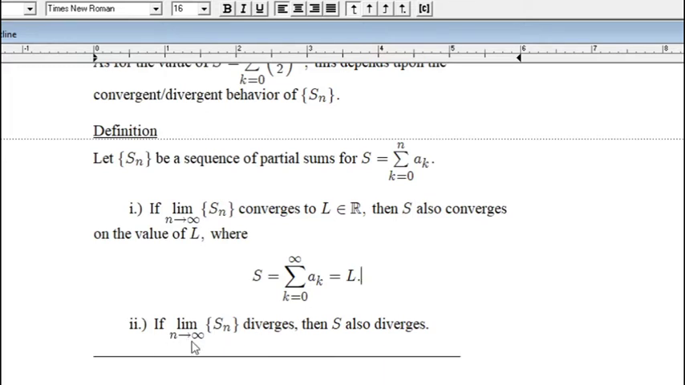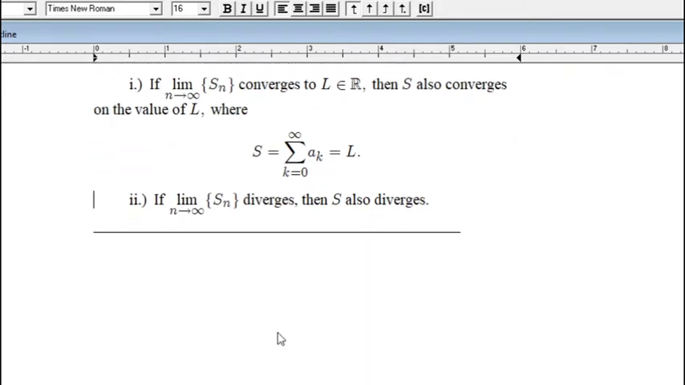Whereas if our limit as n heads to infinity for our sequence of partial sums diverges, then S is also said to diverge. So, as we can see here, what this definition sets up is what we call the convergence or the divergence of our infinite series S, which can be determined by examining the limit as n heads to infinity in the sequence of our partial sums for the series S.